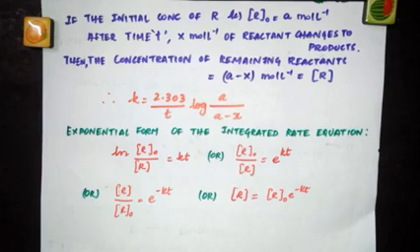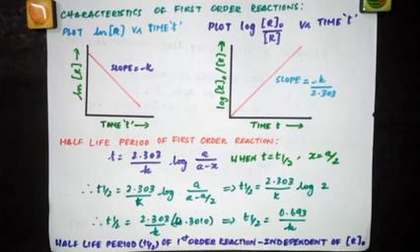Now let's see some of the characteristics of the first order reaction. When I told you about the characteristics of the zero order reaction, I told you you get a straight line when you draw a graph between concentration of the reactant and time. That actually shows you the validity of the equation. So you can check the validity of the equation by this graphical method.